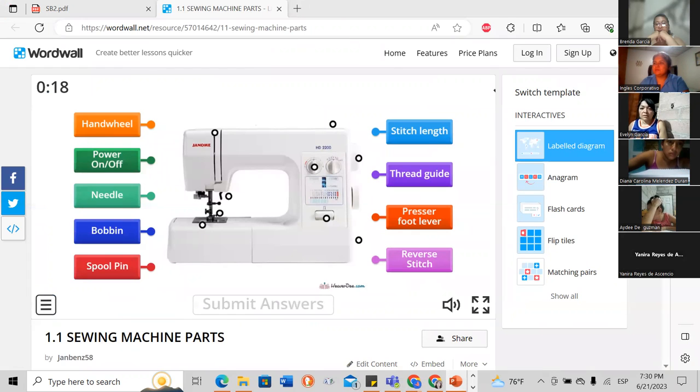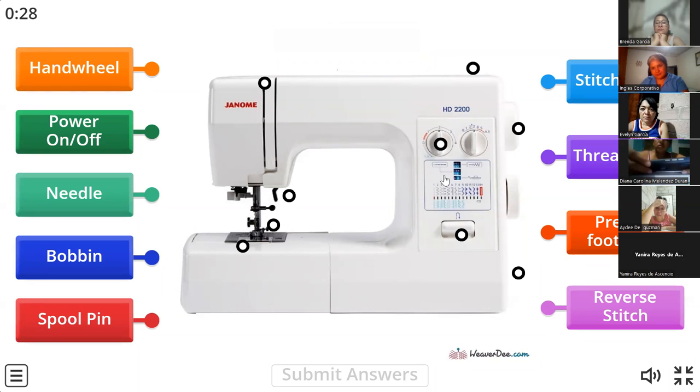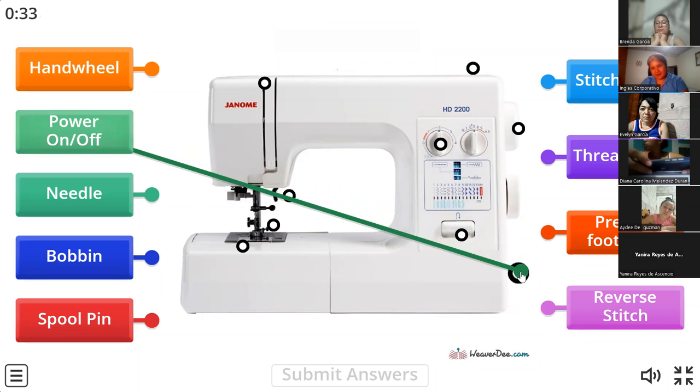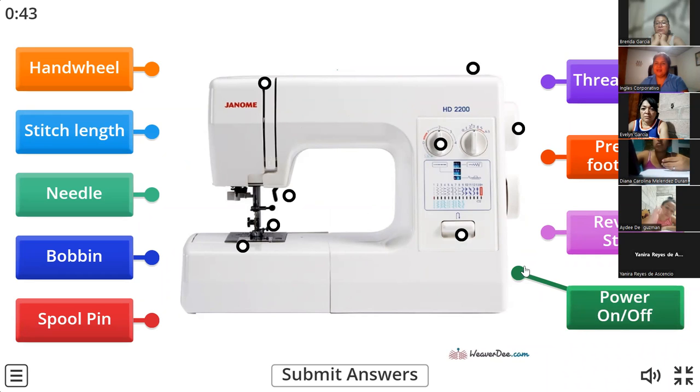Está abajo de donde se ve el cuadrito como que fueran números. Sí, hay unos números abajo. Here. This is the power, right? Here we have it. Yes? I have one machine similar. It is similar with this one. And it is here, the power, the on and off. Yeah, it's over here, right?